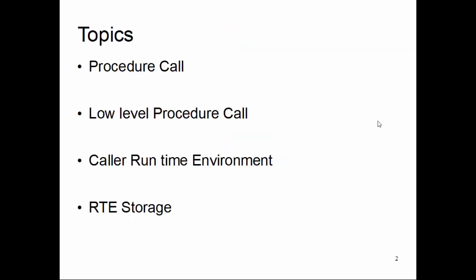We'll have a couple of subtopics. We'll review what a procedure call or function call means, and then we'll look at how the low level function or procedure call is implemented. Then we'll talk about the call runtime environment and also the storage of the runtime environment during running of the procedure call. So let's first review what a procedure call or function call is.